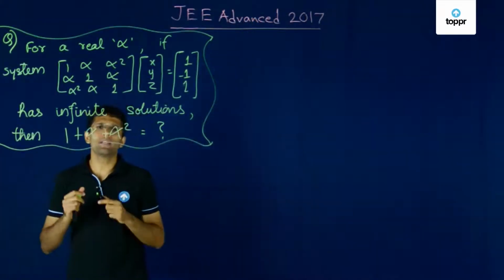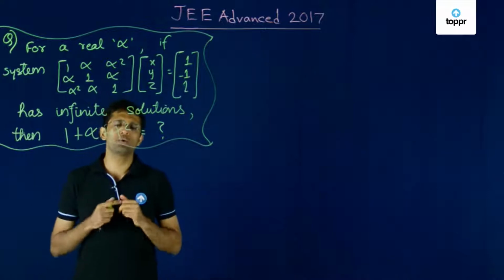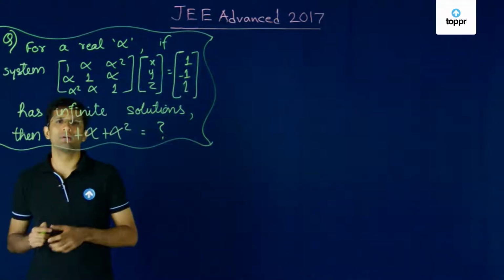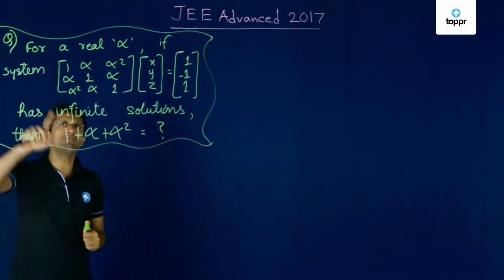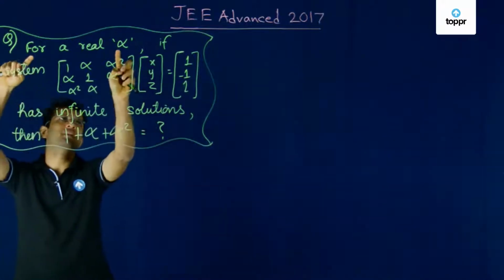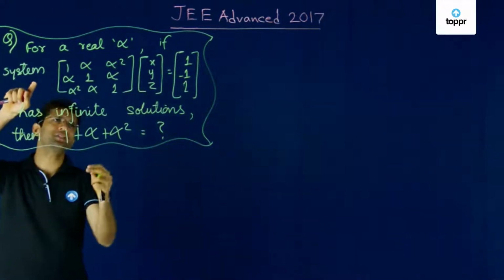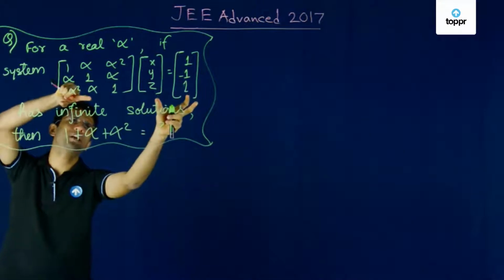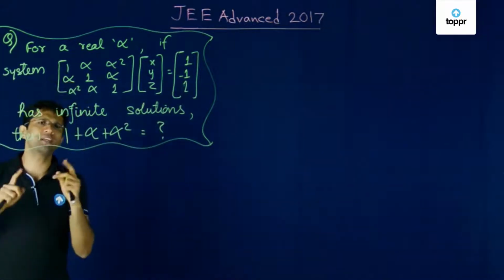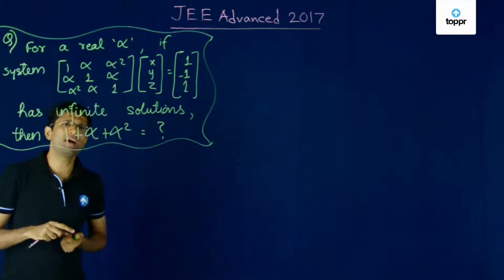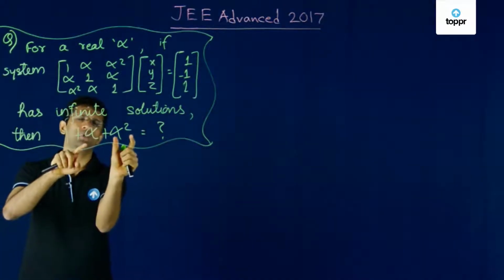Let us now look at the next question of the IIT JEE 2017 advanced paper. The question says, for a real quantity alpha, if the system of equations given by this matrix multiplication here has infinite solutions, then we have to find the value of 1 plus alpha square.